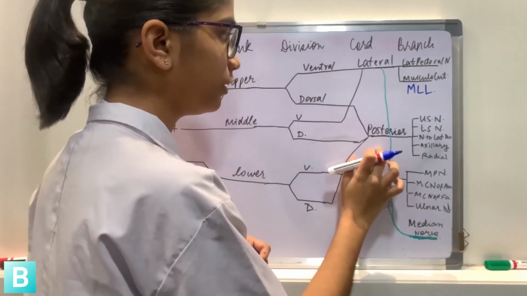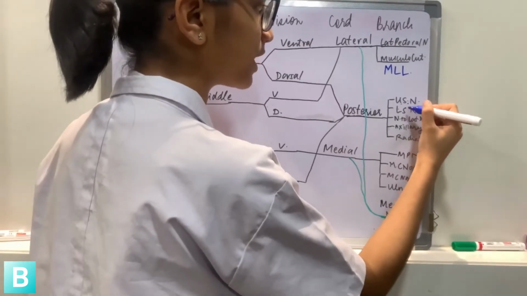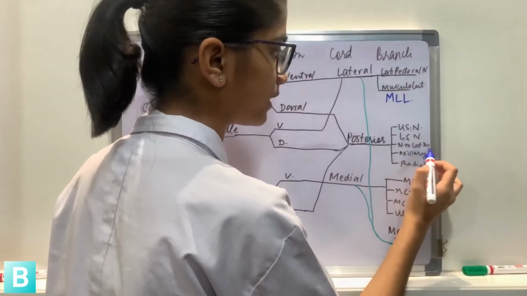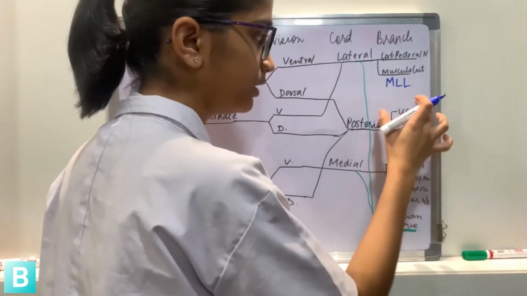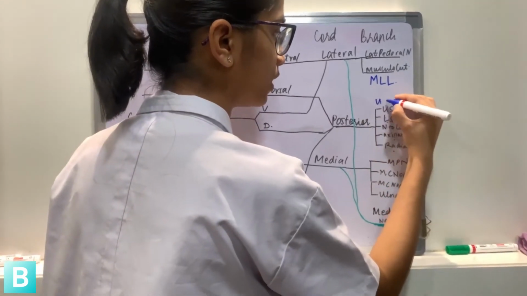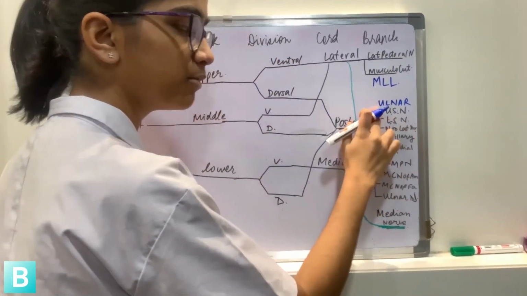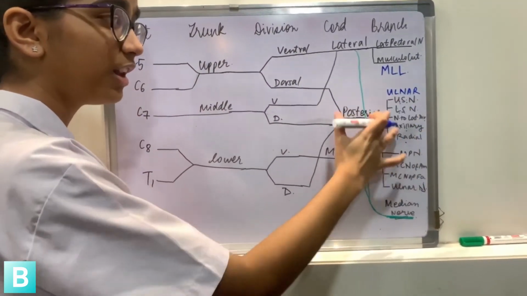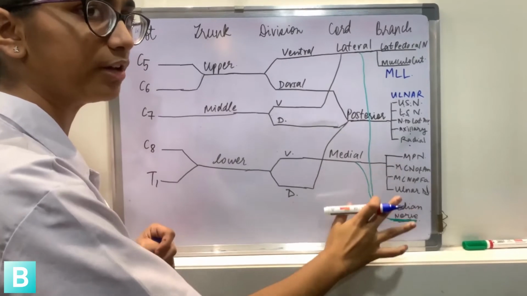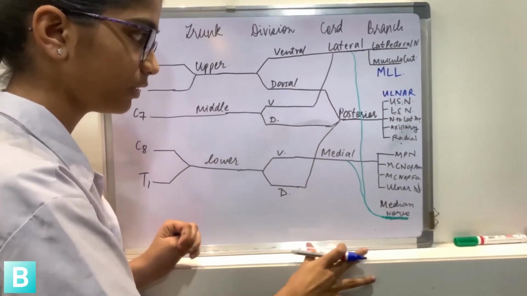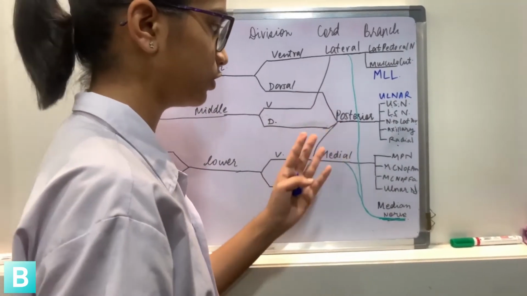For the posterior cord, you have upper subscapular, lower subscapular, nerve to latissimus dorsi, axillary and radial. This can be remembered as ulnar. Now it is to be remembered that even though this mnemonic is called ulnar, the ulnar nerve as such is not present in the posterior cord branches.